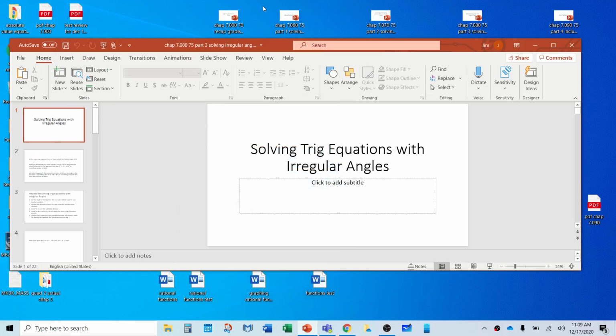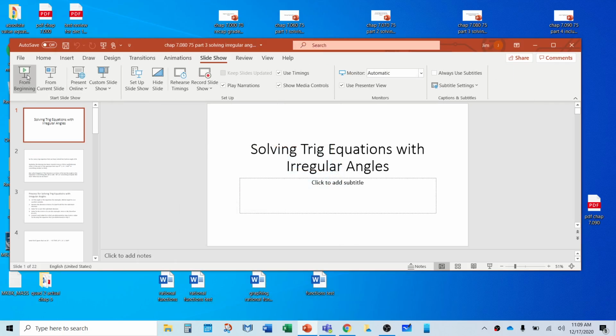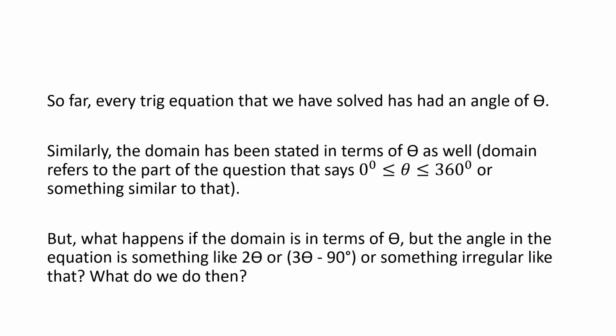In this video, we're going to talk about solving trig equations with irregular angles. So far, every trig question we've been doing in this course has had an angle of theta, or perhaps x, or perhaps alpha. Now, how do you know what the angle is in a trig question? Well, it's the thing you're taking the sine of. So if you see sine theta, the angle's theta. If you see cos alpha, the angle's alpha. So whatever you're taking the sine of, or the cos of, or the tan of, etc., that's the angle.